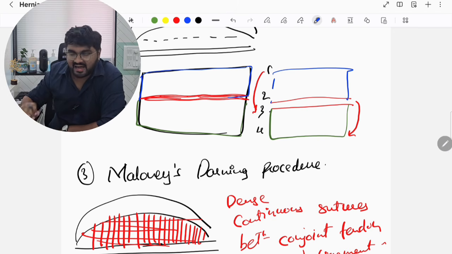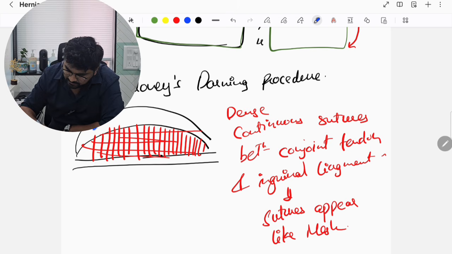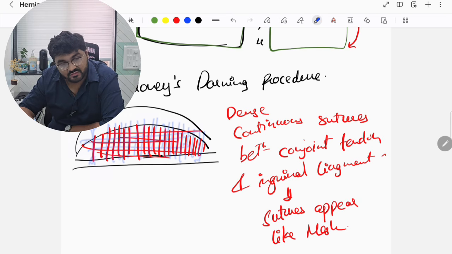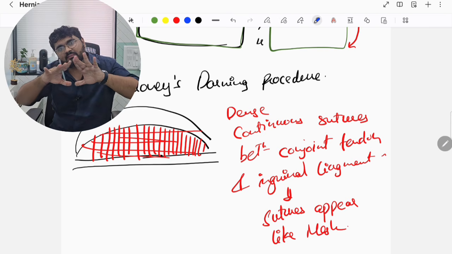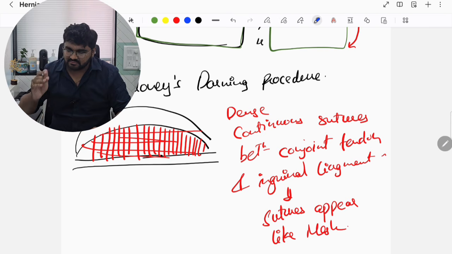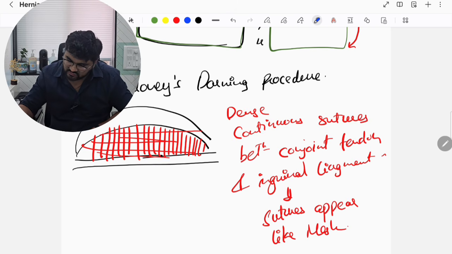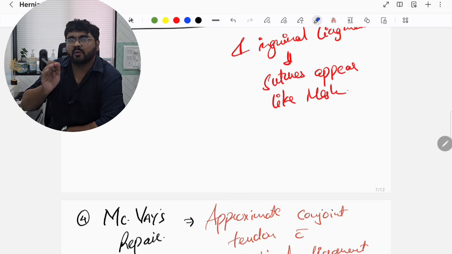The third is Maloney darning procedure. This was a time when the mesh was not available. So what he did is he loosely placed sutures between conjoint tendon and inguinal ligament. You see, multiple sutures are placed between conjoint tendon and inguinal ligament, horizontally and vertically. Are you understanding? So these are dense continuous sutures, and it has formed a mesh kind of thing. Okay, so this is Maloney darning procedure, where an artificial mesh is created by dense continuous sutures between conjoint tendon and inguinal ligament. The fourth one is McVeigh's repair.